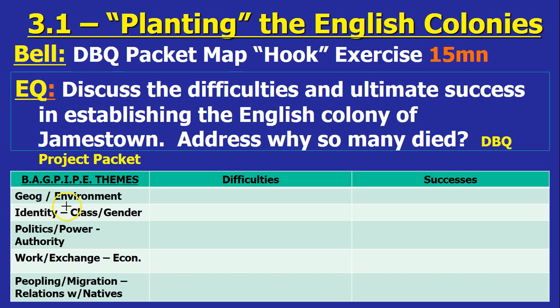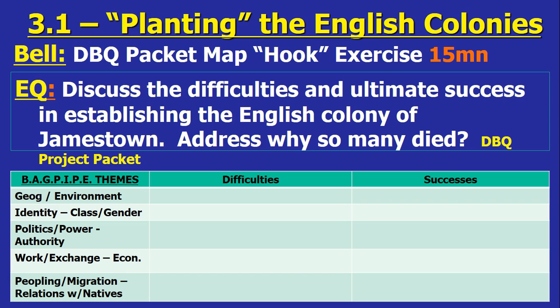We're going to consider in all this our bagpipe themes. You have that insert. That is a short review of thematic thinking in history. We should have our thoughts geared toward geographic and environmental factors to answer the question. Identity, class, gender: who's coming, who's settling, and who's involved in this event. Politics and power: who's in charge, who's in control, who sets the rules, what are the conditions like in the settlement. Work and exchange: what's the economy like there, what are they going for, what's driving the settlement. And people and migration.